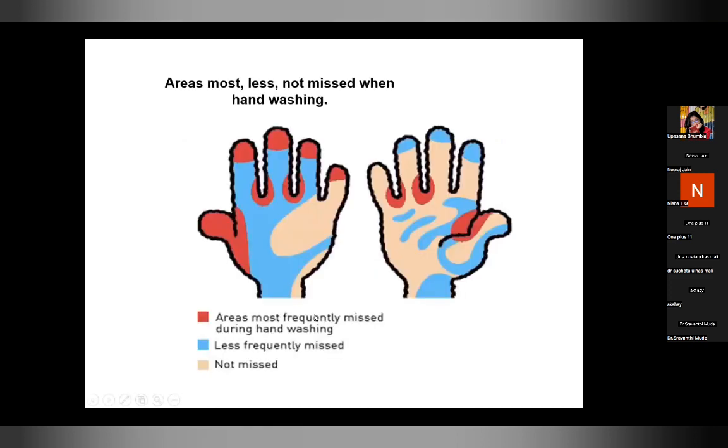Right? So this is what I was talking about when we talk about the maximum areas where red are the areas which are mostly missed out, which we don't see in our normal hand wash. Then the less frequent missed areas are the blue ones, and not at all missed are the areas where maximum water and soap content goes, and we are able to perform very well. So the main palmar surface, but the dorsum of the other hand is actually left. So these are the typical areas where it is left.